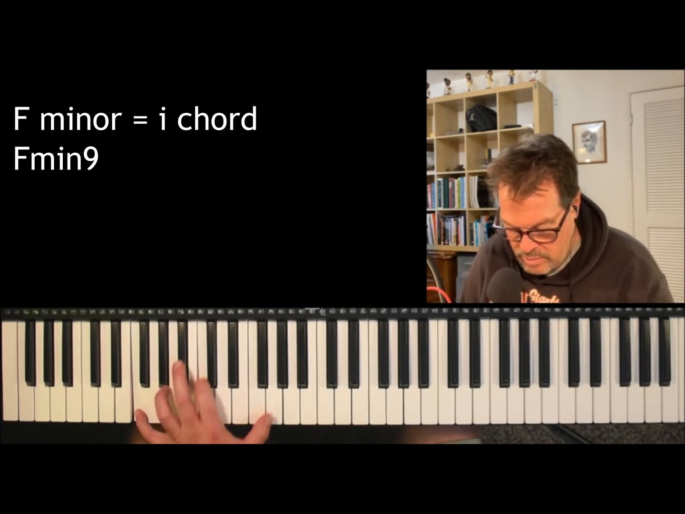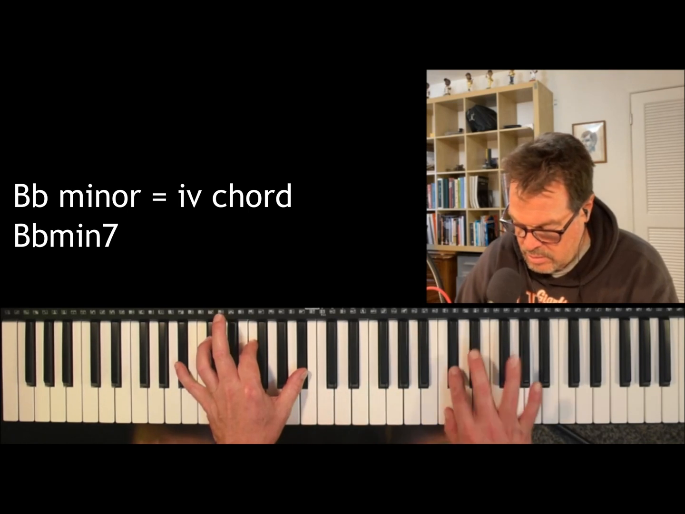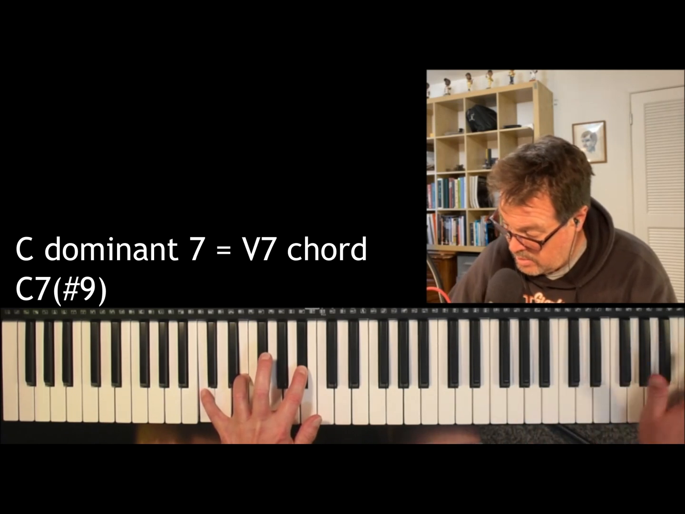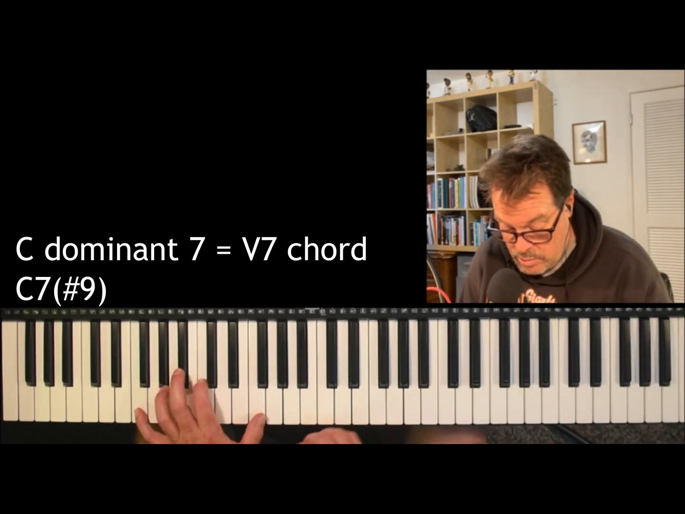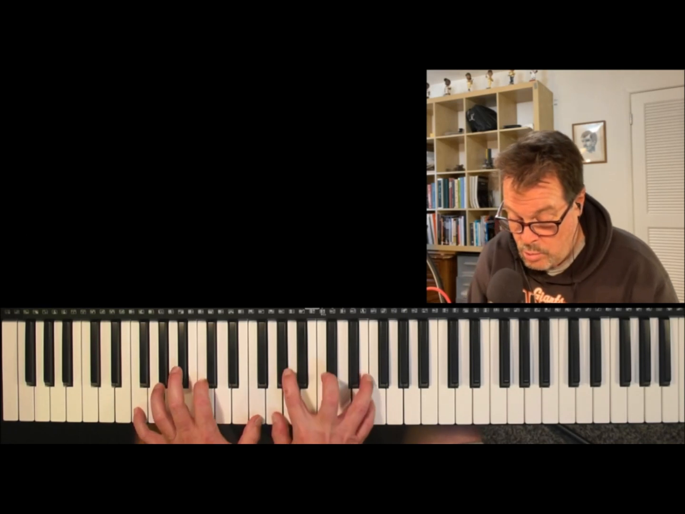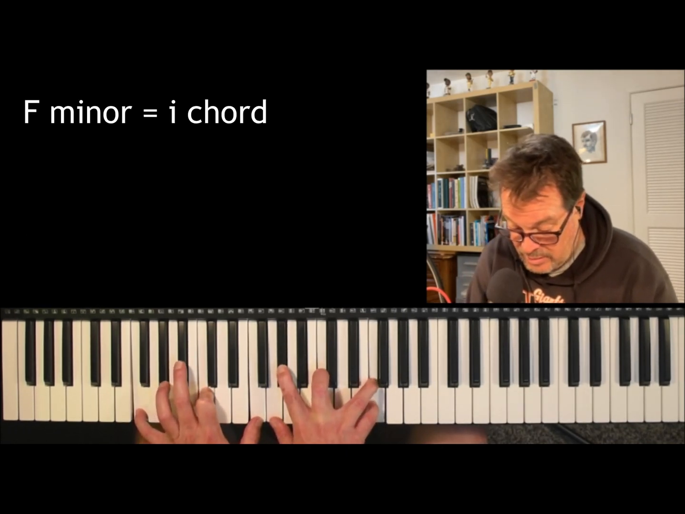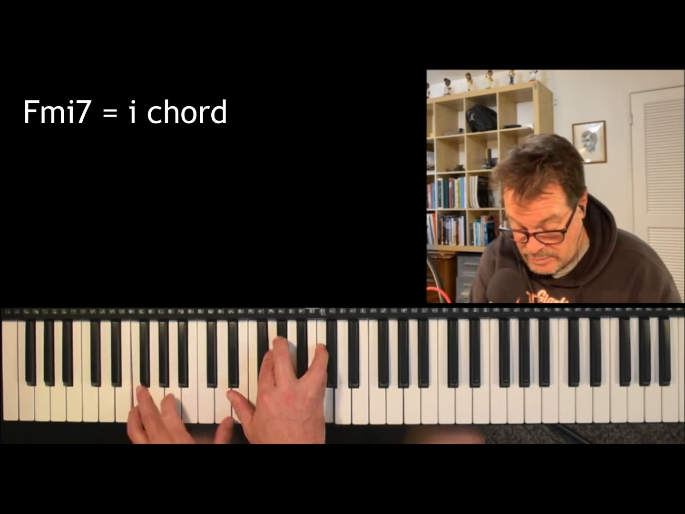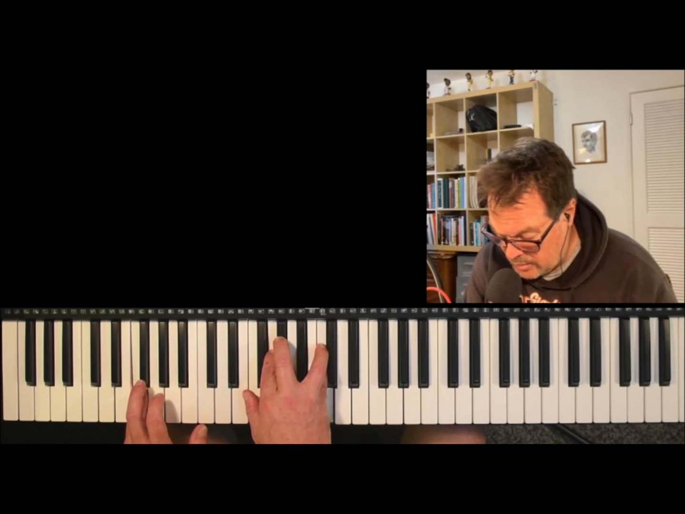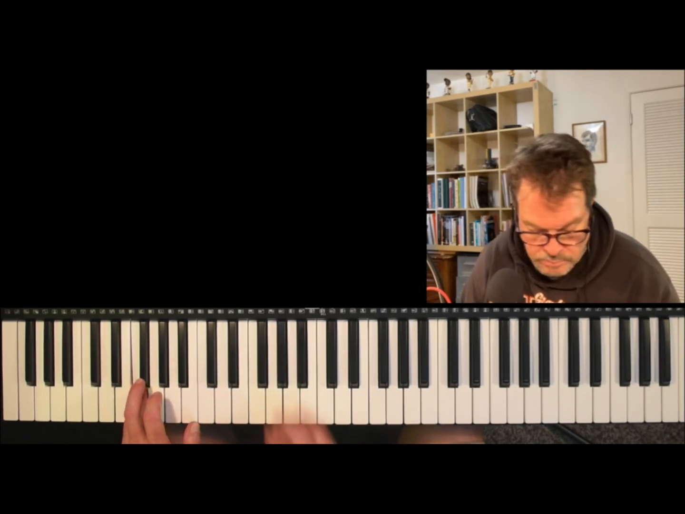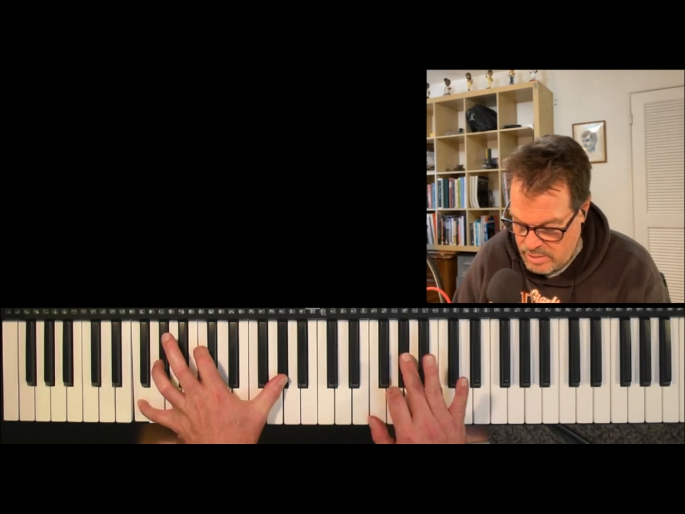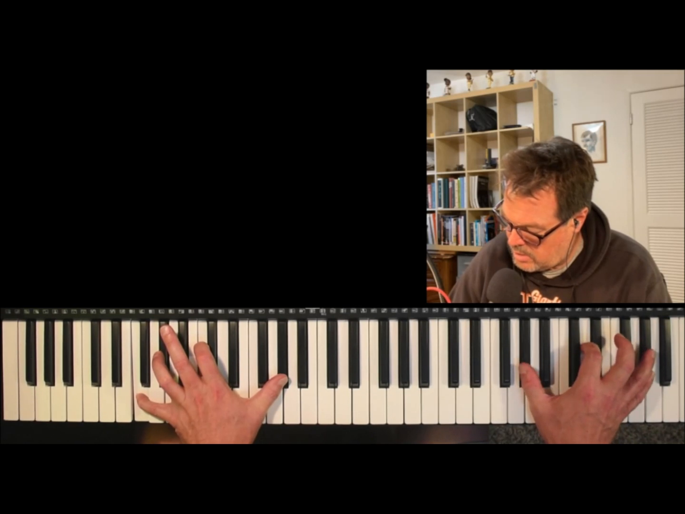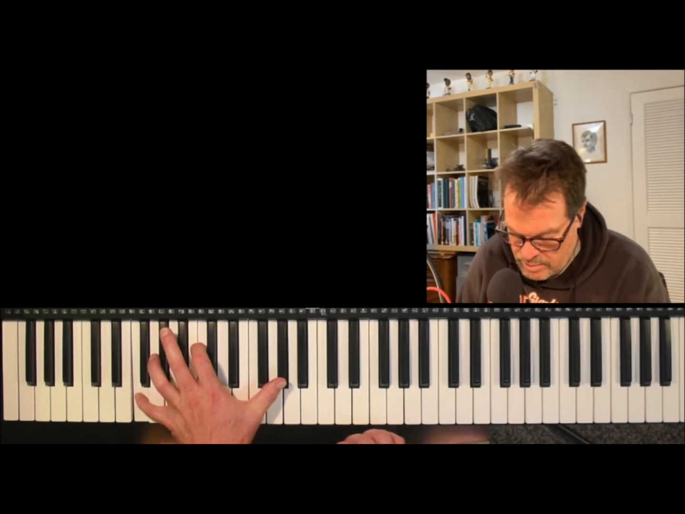F minor, 1, 4, B flat minor, 5 chord, C7 sharp 9, which is your 5 chord, takes you back to 1, 5, with a sharp 9, 1. It's Sunday morning so I can get that F. F minor 6, right?